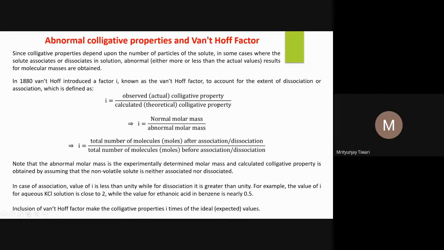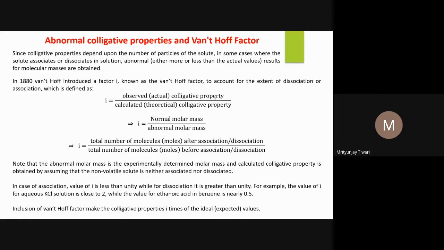So if the observed colligative property is different from the theoretically calculated colligative property, it means some association or dissociation is happening. If the observed colligative property is more than the theoretically calculated colligative property, it means the particles were dissociating. It was an electrolyte. And if the experimentally obtained colligative property is less than the theoretically calculated colligative property based on the number of particles, then what does it mean? It means that the solute particles were associating in the solution.